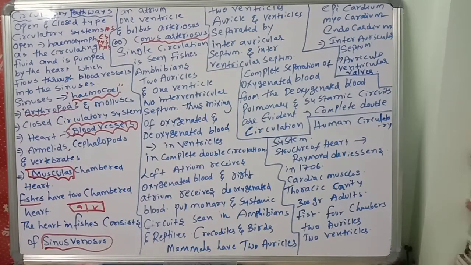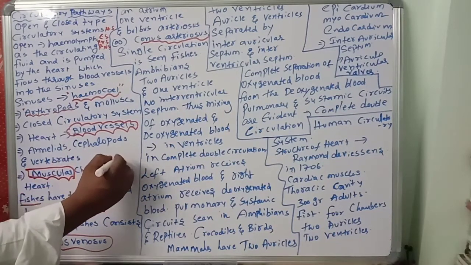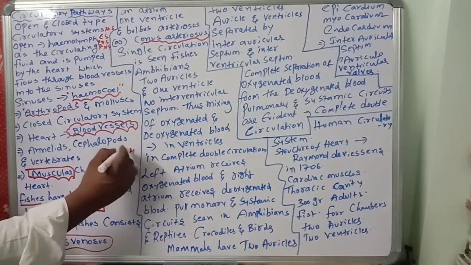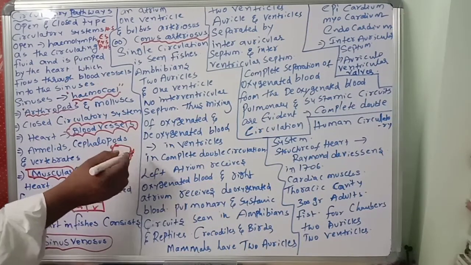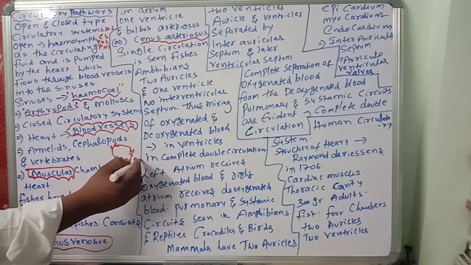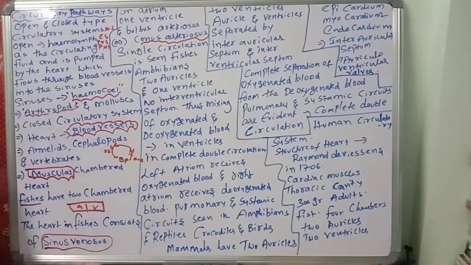Next, single circulation is seen in the fish. It is very easy to remember: body parts to heart, heart to gills, gills to body parts. The blood going from the body parts to the heart and from the heart to the gills is deoxygenated blood only. But in the gills, exchange of gases takes place. That is the reason oxygenated blood is there after the gills.